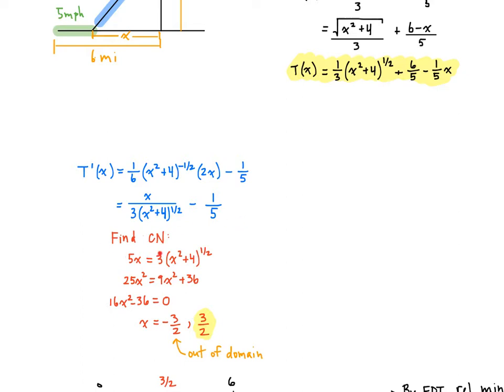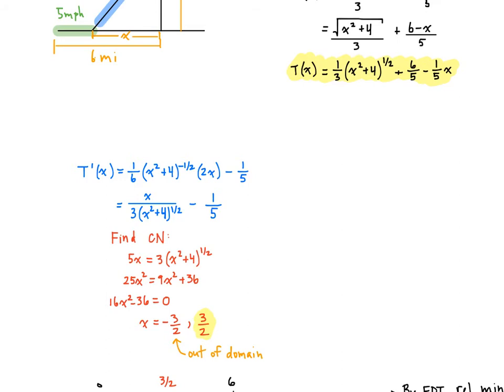So then we needed to find our critical numbers. So we set this equal to 0. I cleaned it up a little bit. If you have questions how I got here, let me know. And what we end up with is 2 critical numbers. However, I throw this negative 3/2 away because we're not going to have any negative distances. So that's outside of our domain.